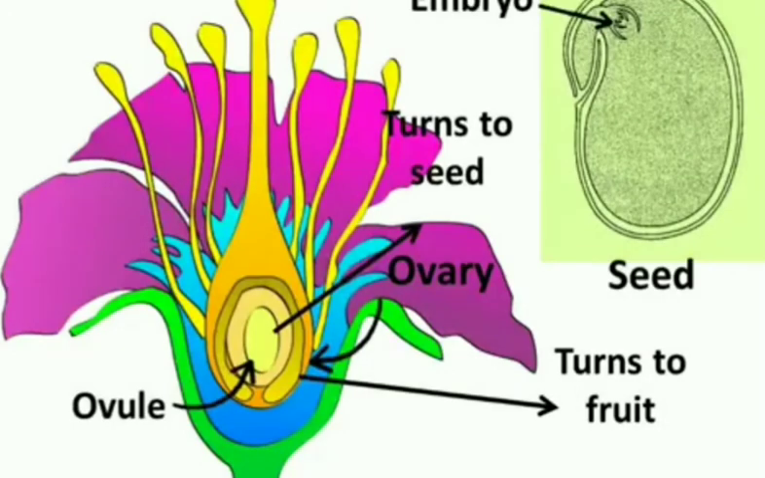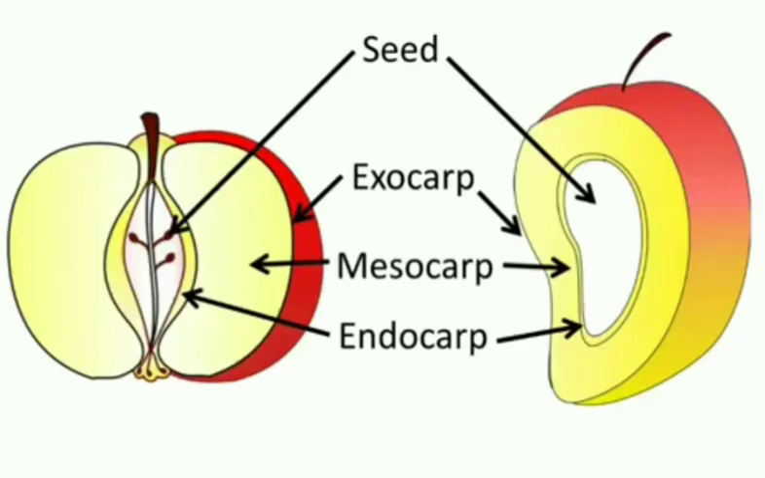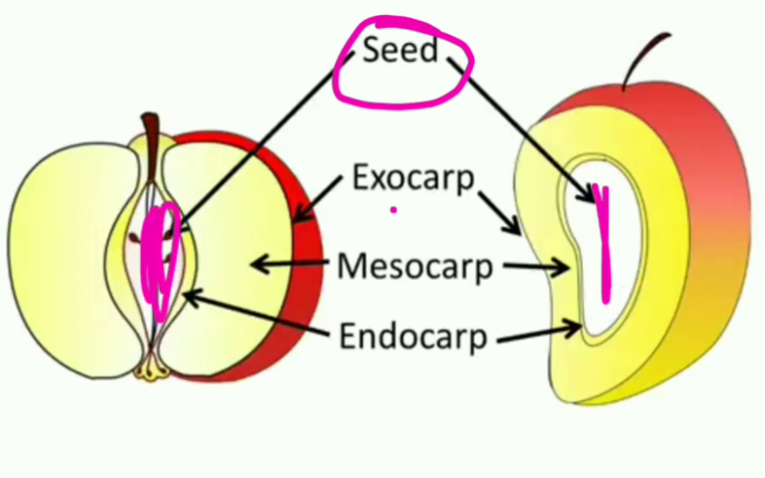Integument is converted into the seed coat, and the outermost portion of the integument is known as the testa, and the innermost membranous part of the integument is known as the tegmen. So the outer integument is converted into testa, the inner integument is converted into the tegmen, and ovule is converted into seed. And seed means here, in the case of the fruit, the innermost portion located in the fruit is known as seed.